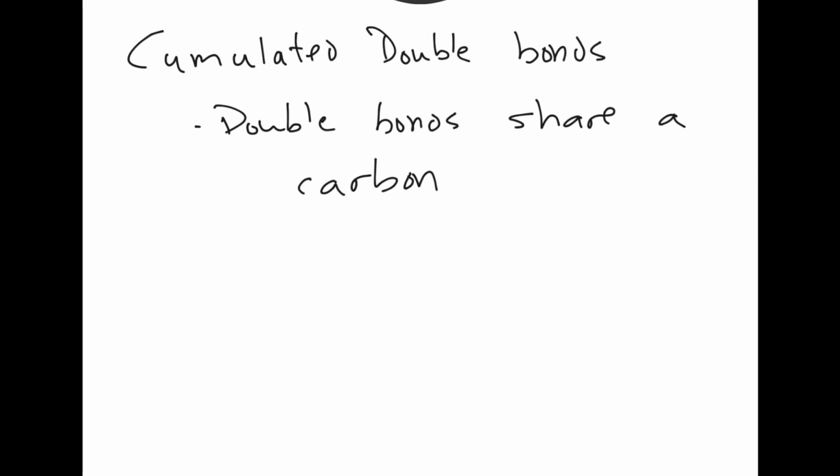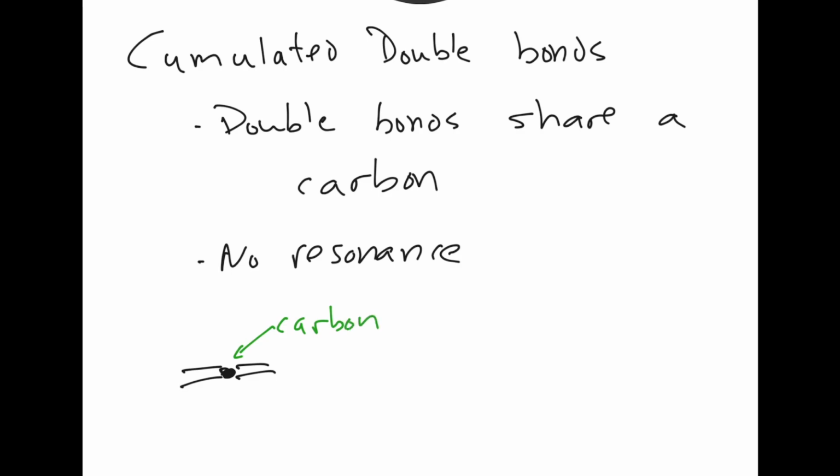In accumulated double bonds, the double bonds share a carbon. Even though they share a carbon, there's no resonance. So what these look like is, if you have a carbon, a double bond, a dot, and another double bond, that dot is a carbon. So it's kind of like drawing it like this: double bond, C, double bond.